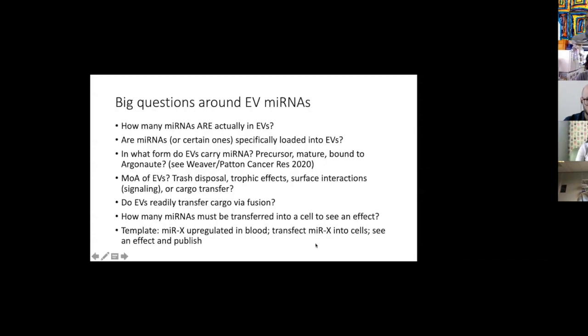But I think even today, 6 years after that paper came out, we still have some big questions about EVs and microRNAs, like how many are actually in the EVs? Are they specifically loaded? In what form are they carried in the EVs? And there was actually a nice editorial earlier this year from Alissa Weaver and James Patton in Cancer Research. You might want to take a look at that.